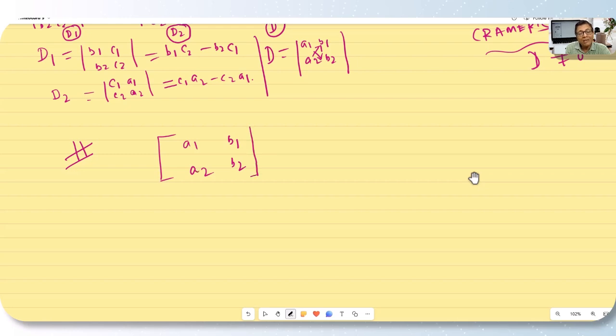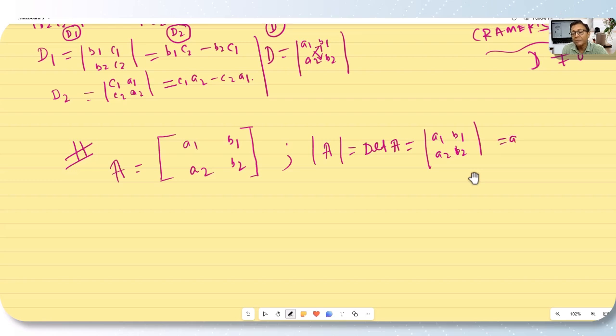This is square matrix A. We will be denoting its determinant by det A. You write this as det A, which is equal to |a1 b1; a2 b2|, and its value is a1 b2 minus a2 b1.